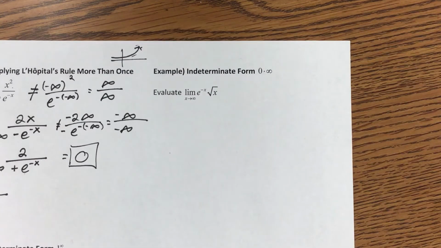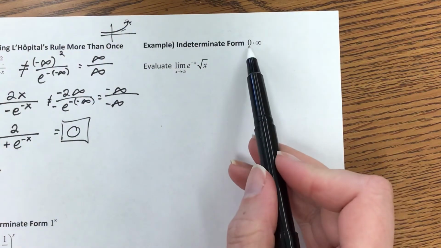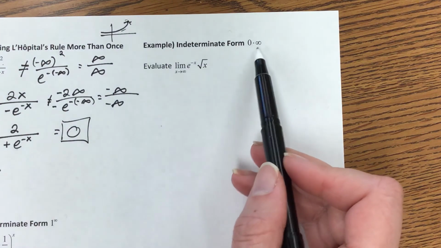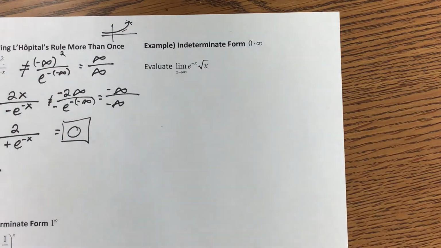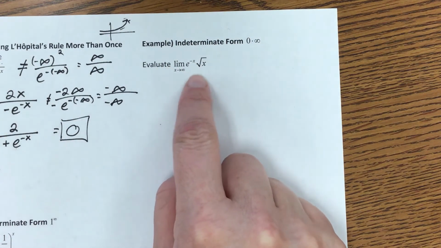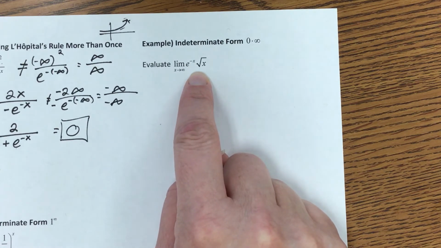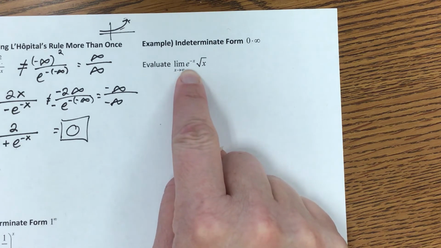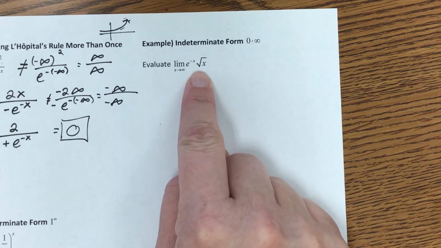Next example, indeterminate form of 0 times infinity. This cancels out. This guy makes it as big as possible. Why can you not have this indeterminate form? Here's why. Limit properties say that you can split up two different factors. So the limit of e to the negative x times the limit of the square root of x, as long as both of those limits exist.